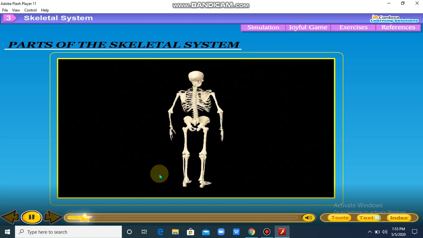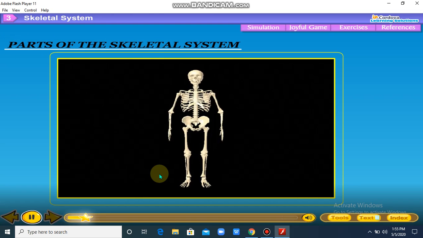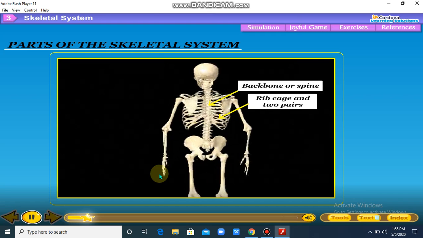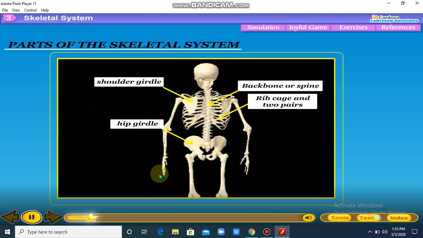Parts of the skeletal system. The main parts of human skeleton are skull, backbone or spine, ribcage, and 2 pairs of limbs. These limbs are attached to 2 pairs of girdles, shoulder girdle and hip girdle.